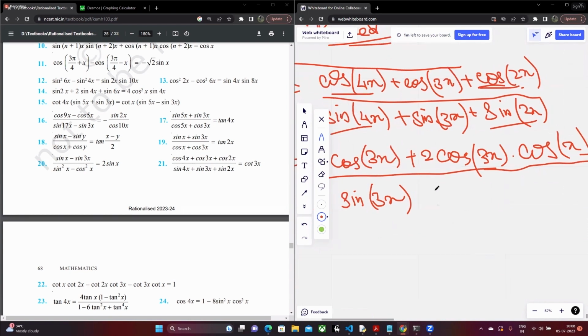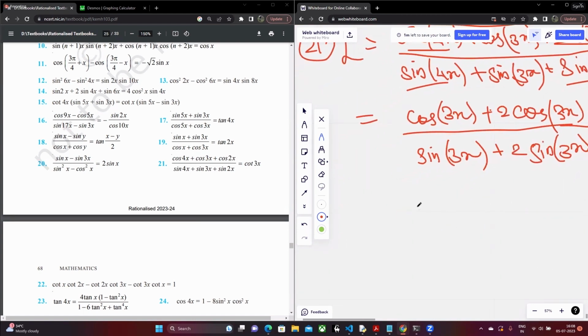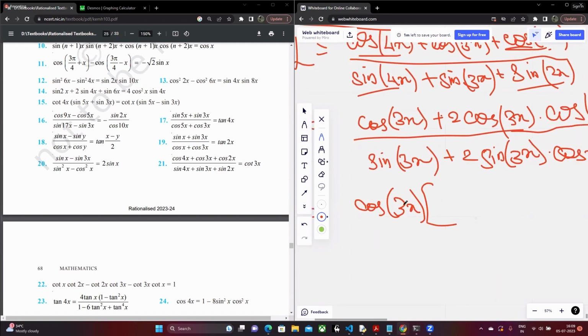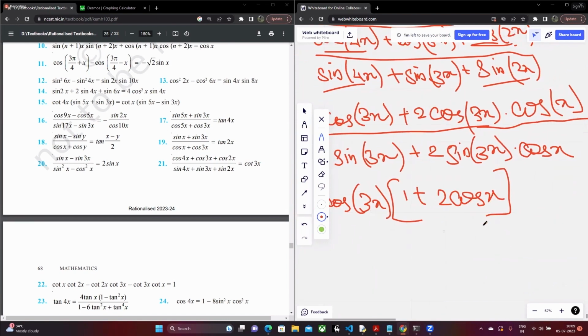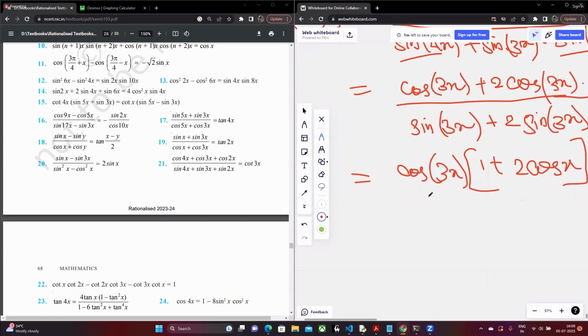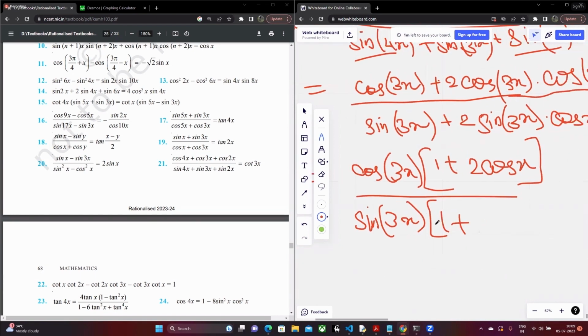Right? And this is going to be sine 3x plus, since this is sine plus sine, you are going to have 2 sine of 3x, and this is going to be cos x. Right. So I'll take cos 3x common over here. This is going to be cos 3x times (1 plus 2 cos x) divided by, I'll take sin 3x common in the denominator. This is going to be sin 3x times (1 plus 2 cos x).